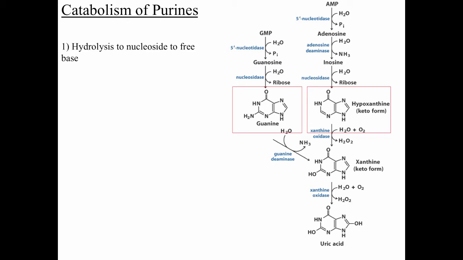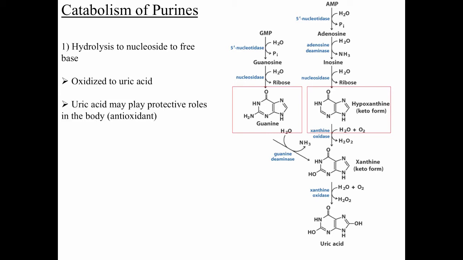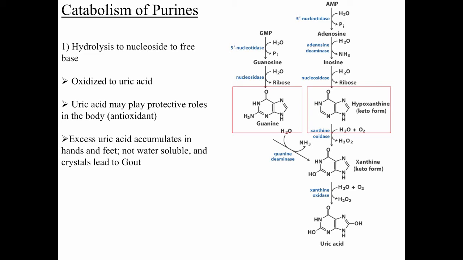So purines need to be catabolized and broken down. So essentially GMP and AMP are hydrolyzed to essentially the free bases. And then the free bases are then oxidized to uric acid. So this is the structure of uric acid. Now, uric acid may actually play protective roles in the body as an antioxidant. However, excess uric acid actually has a pathological role. So if there's an excess of it, it can accumulate in the hands and feet, and it can actually form crystals, which can lead to gout.